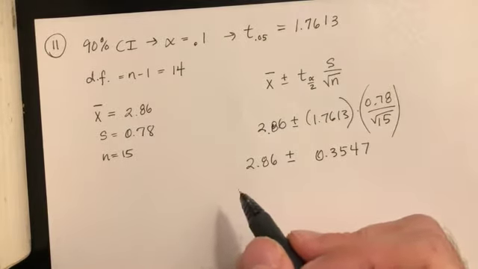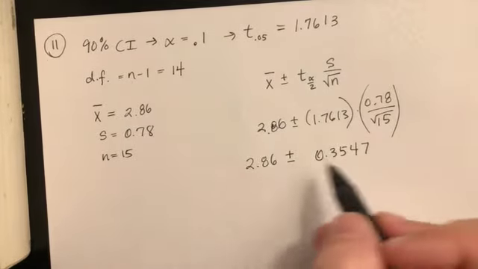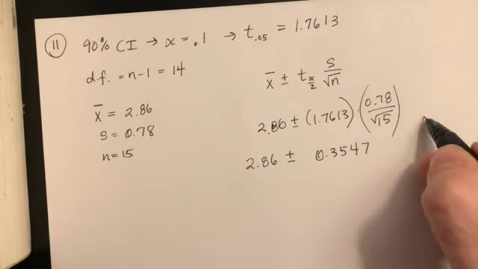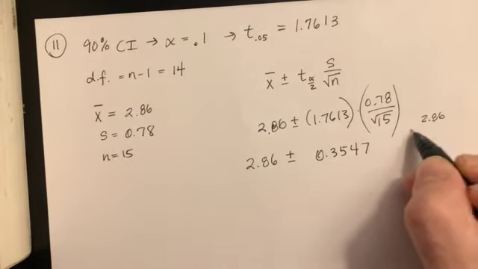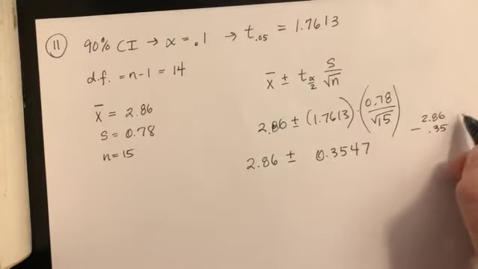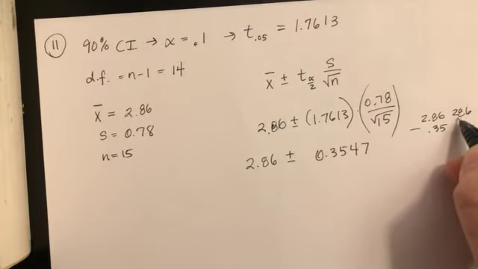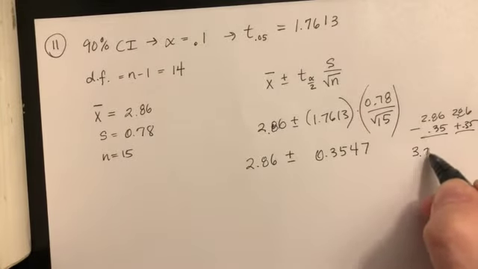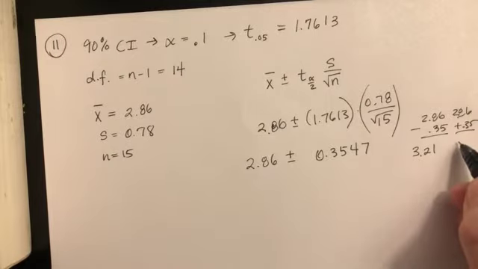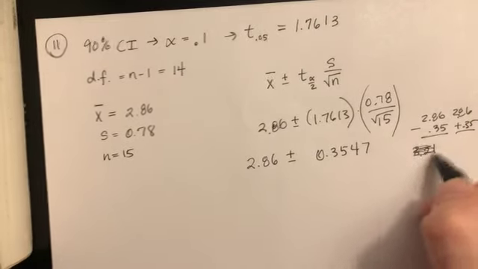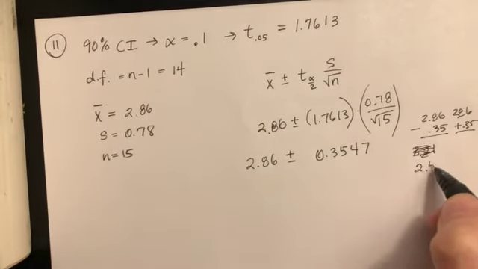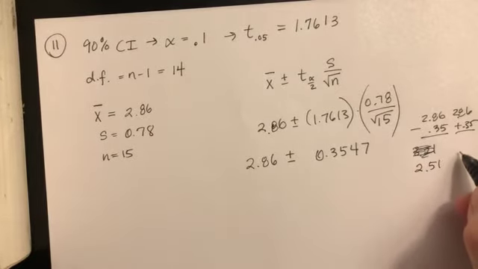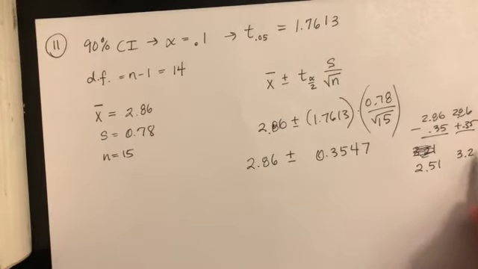But again, they want the 2 values, the low value and the high value. So we're going to say 2.86 minus 0.35 and 2.86 plus 0.35, right? Subtracting, you get 2.51, and adding, you get 3.21. There you go.